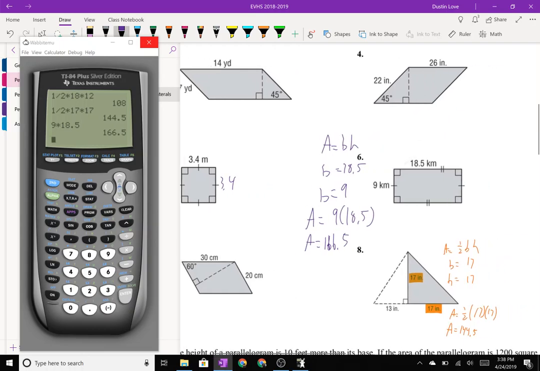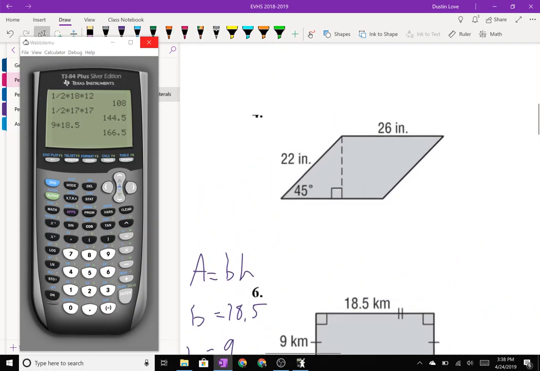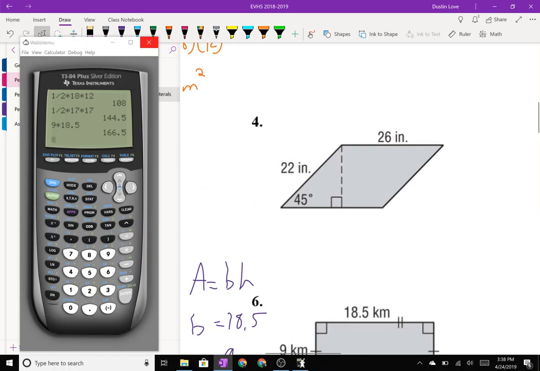Now, in this particular case, on number 4, we don't have the height. We can use 26 as the base, but this would be my height.